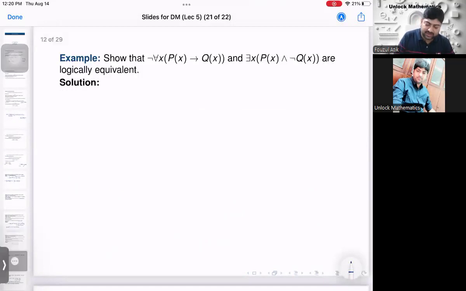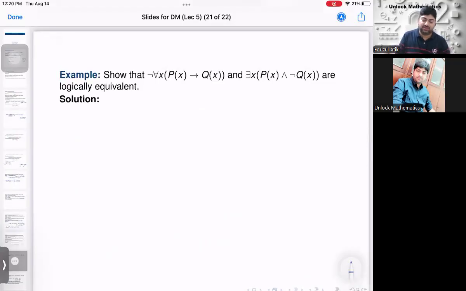Okay, one more example. Now see, show that these two are logically equivalent. So we have done this kind of example previously as well. How do you do that? Using some propositional equivalence formula, we can do that. Now we know the De Morgan's law for quantifiers also. So make the video pause and try on your own. Unless you try, you'll never learn. I will also do it parallelly.